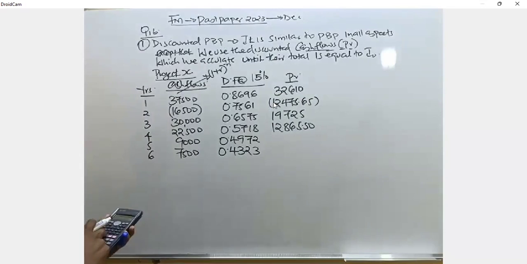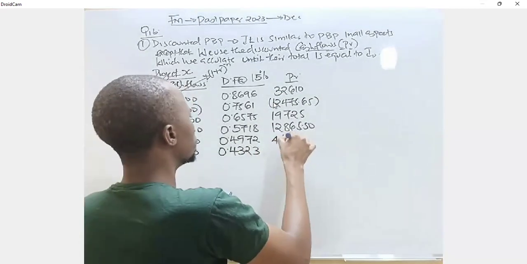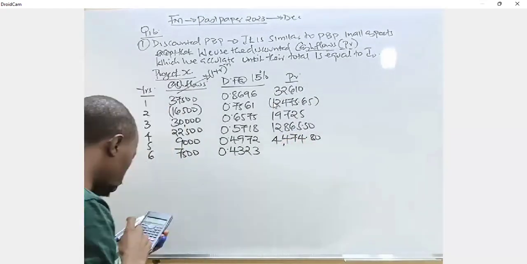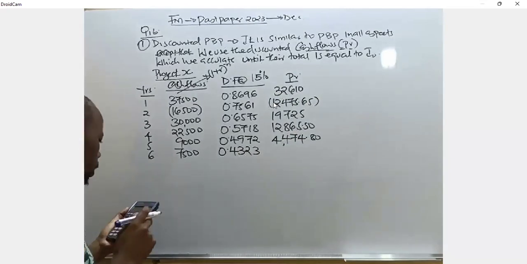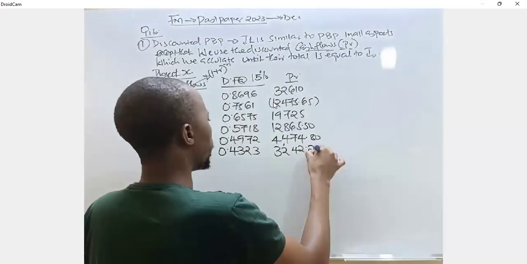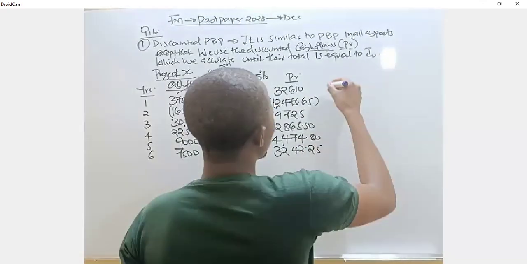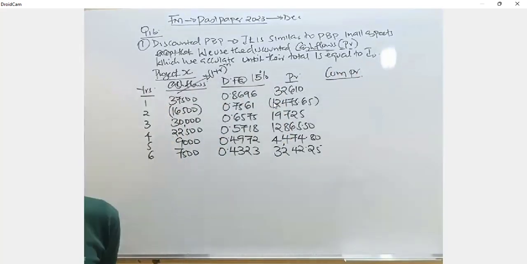Then the other one will be 9,000. We multiply it with 0.4972, getting 4,474.80. Then the last one will be 7,500. We multiply by 0.4323, getting 3,242.25. So can we be able to accumulate our present values until the initial outlay?